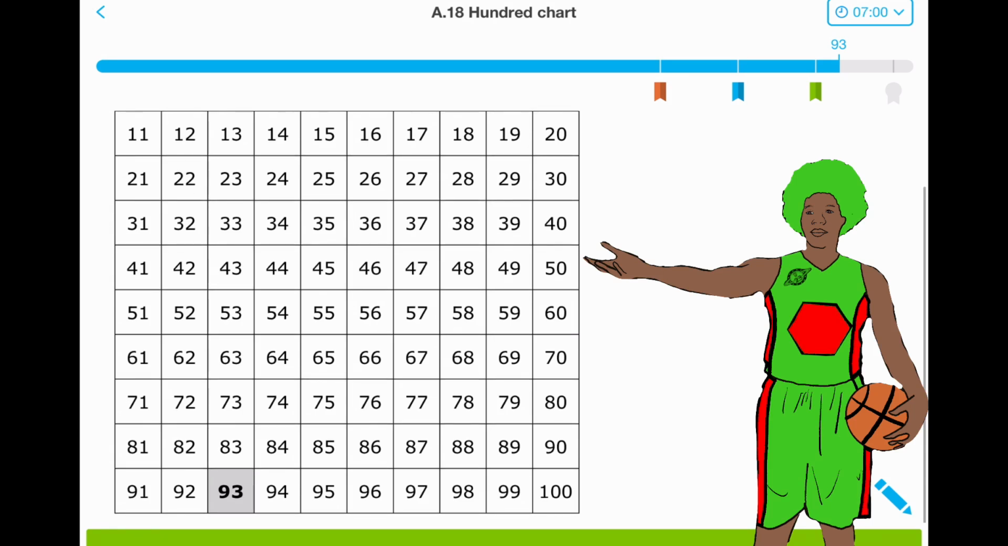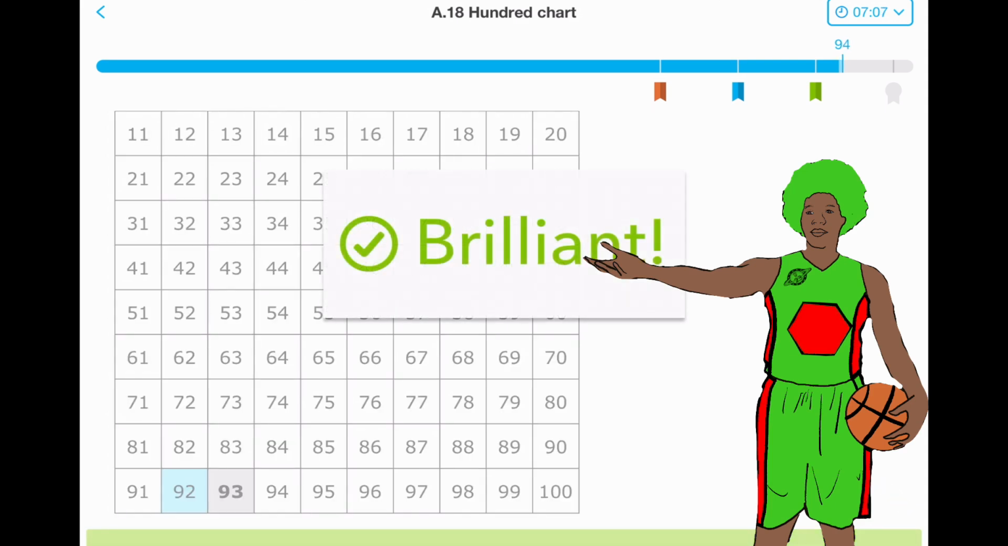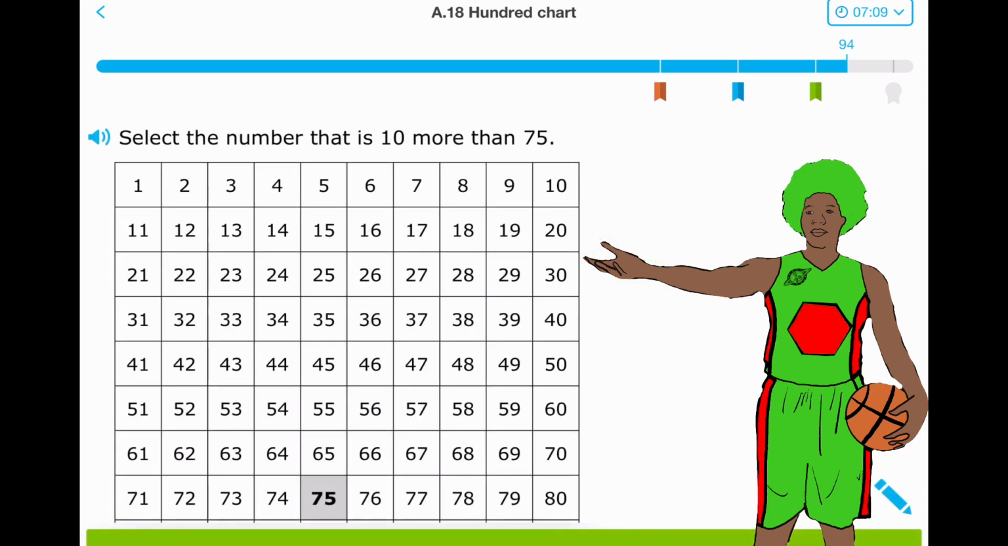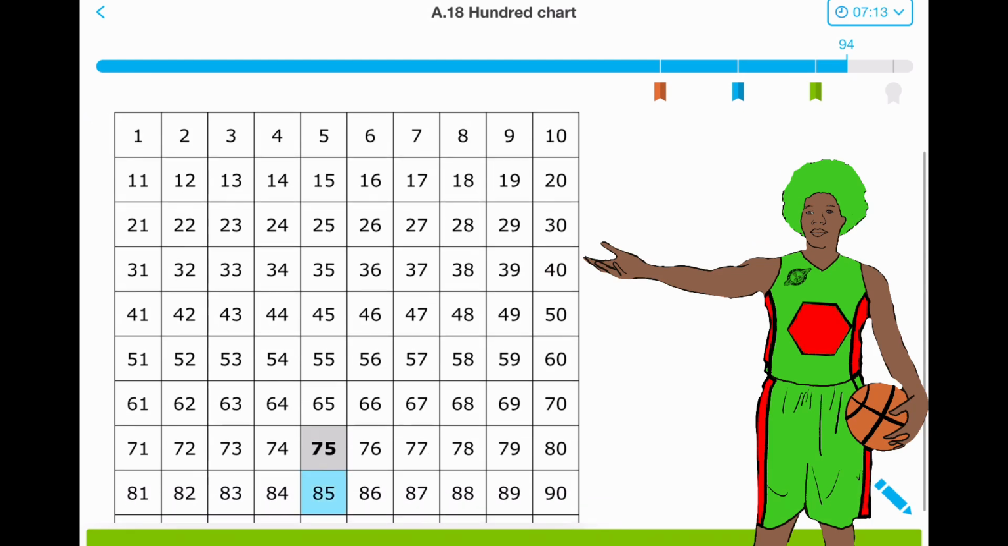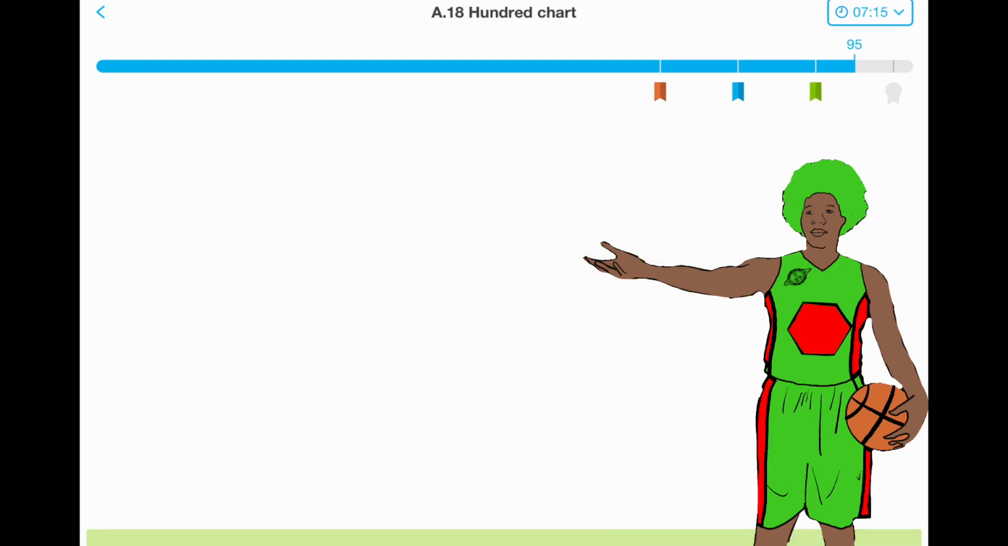I'll give you a chance to figure this one out. 1 less than 93. You don't need that much time. All right, if you pick 92, you're correct. Select the number that is 10 more than 75. Okay, we already know 75, 85.